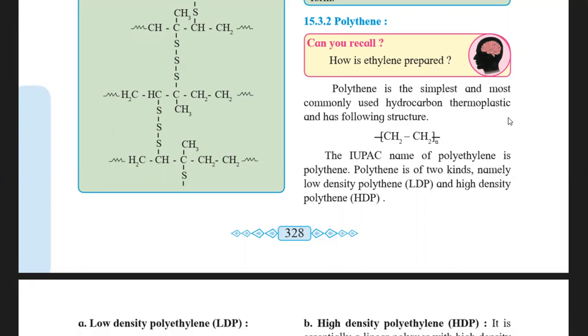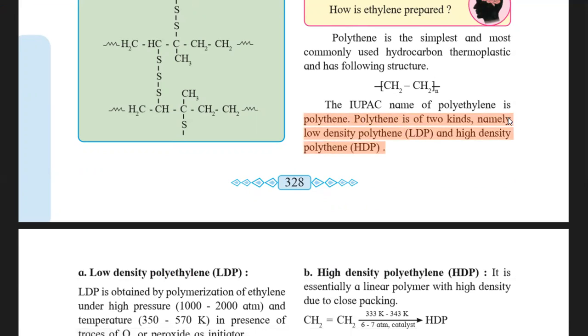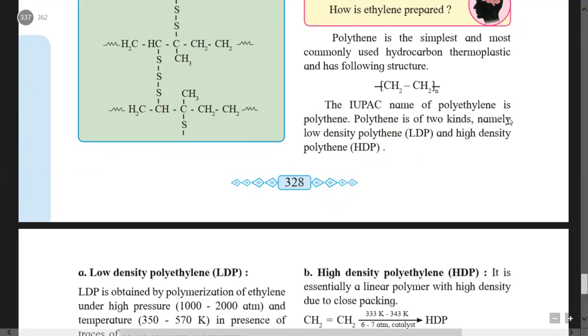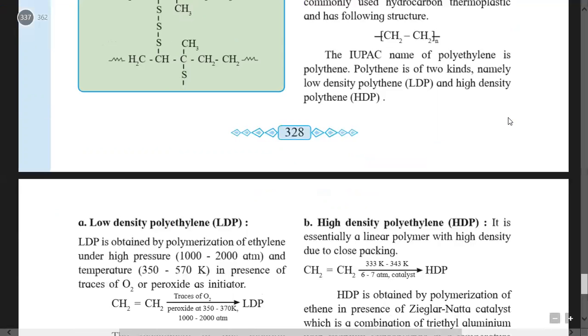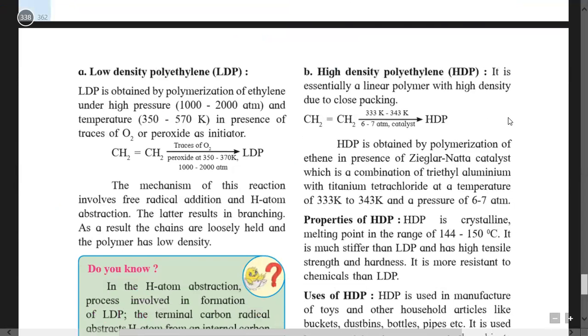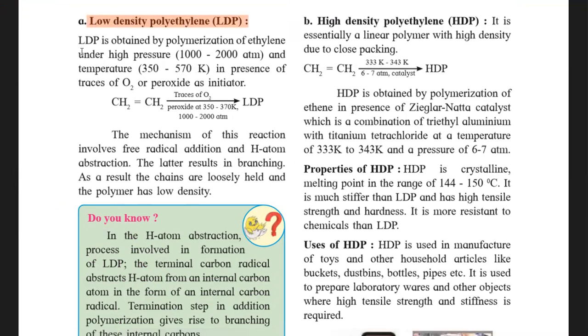Polythene is of two types. One is low density polythene and the other is high density polythene, in short called LDP and HDP. So the first type is low density polythene, in short called LDP.